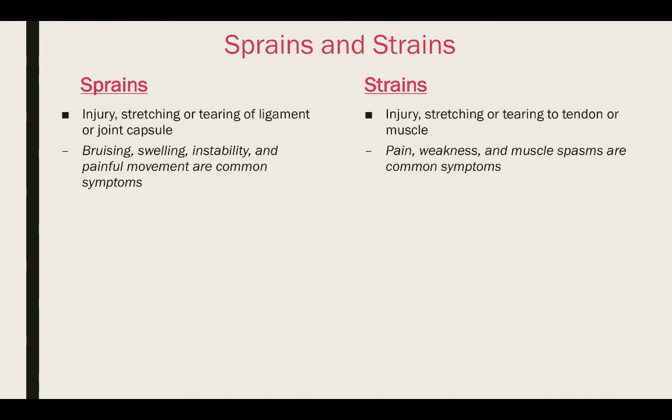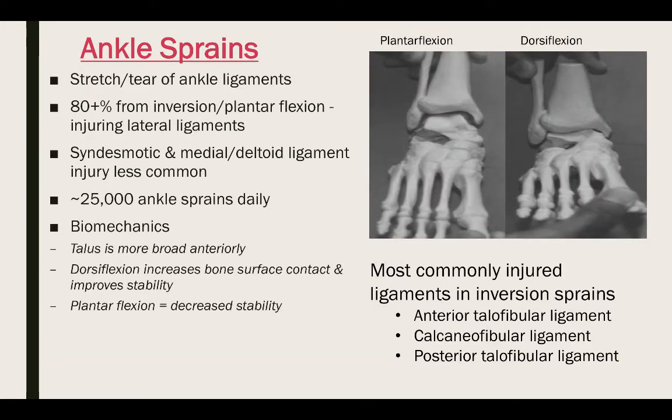And then just quickly keeping in mind the difference between sprains and strains. A sprain is going to be injury, stretching, or tearing of a ligament or joint capsule, versus a strain is going to be injury, stretching, or tearing of a tendon or muscle. And you can have pain and even some weakness and muscle spasm. A lot of times I feel like students have a hard time coming up with a differential diagnosis when it could be a sprain or strain pretty easily. We forget about the easy ones.